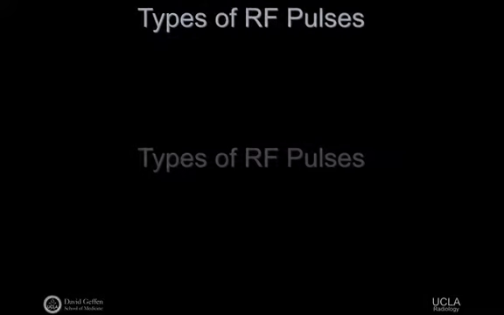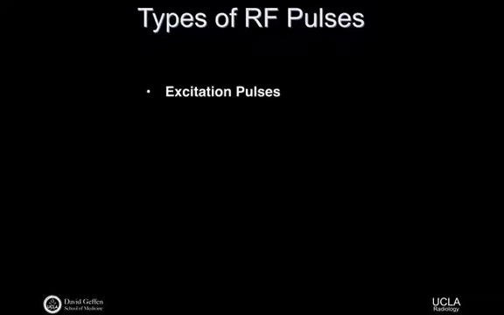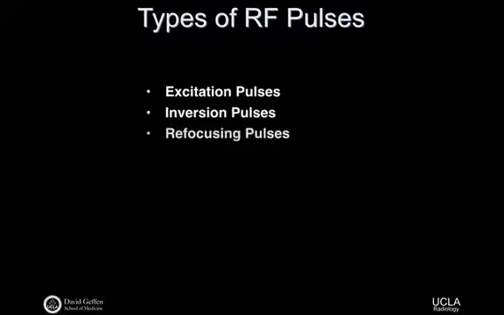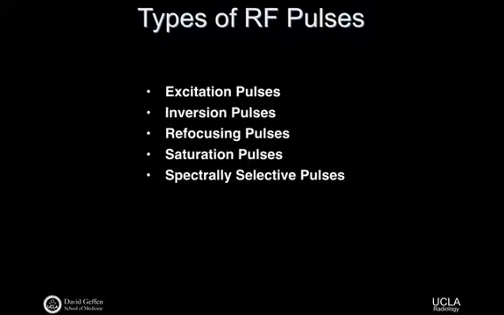Okay, so we'll talk quickly about types of RF pulses. Then I think we'll work on the board for a little bit. There are lots of types of RF pulses, meaning we can name these pulses by their underlying action. We use excitation pulses. We use inversion pulses. We have refocusing pulses. These are the three main RF pulses that we'll have time to talk about in this class. For completeness, there's also saturation pulses.